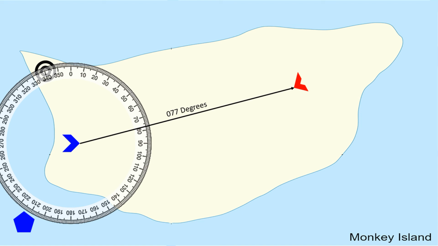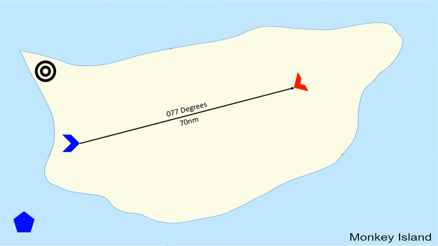Just like last time, the first piece of information we're going to get is the bearing, which in this case is 077 degrees. The next piece of information we're going to get is the range, and again in this scenario the range is 70 nautical miles. Then we'll get the altitude, which is 7,000 feet. And finally, we're going to get their aspect relative to us. In this scenario, because they're coming towards us, they're going to be hot.